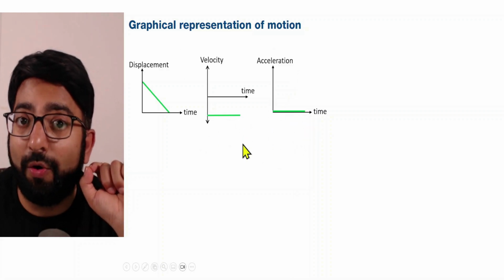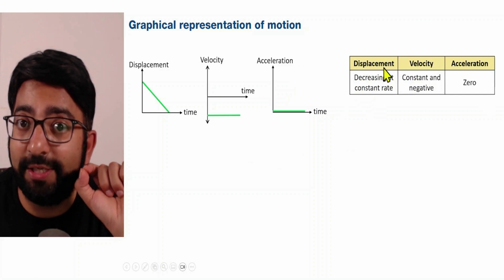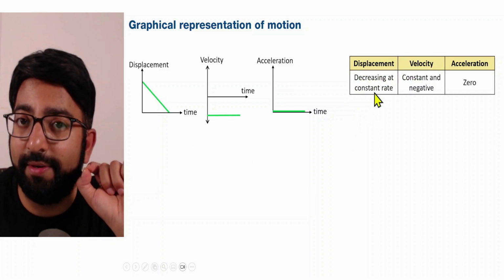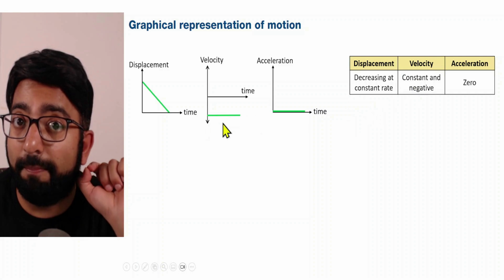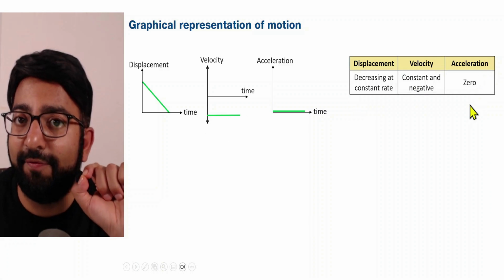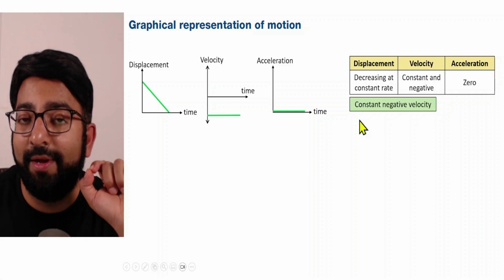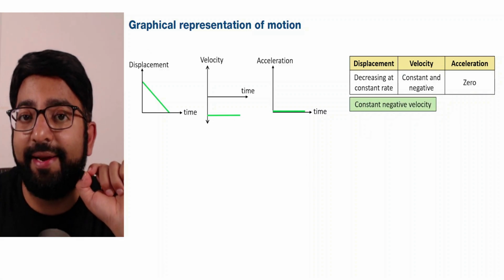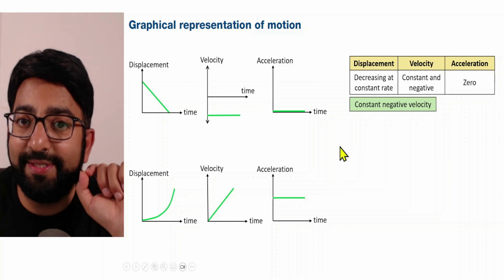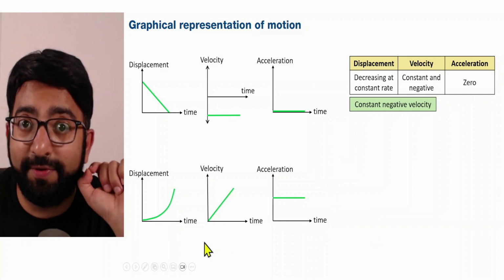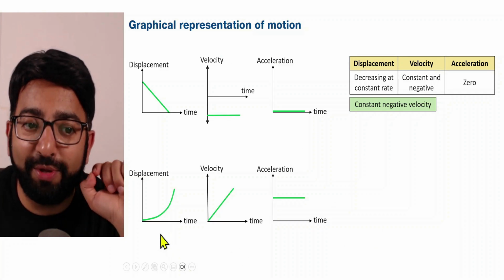And if we summarize all the three graphs, we can say displacement is decreasing at a constant rate, velocity is constant but negative, and acceleration, of course, is zero, which means all these graphs represent a particle which is moving with a constant negative velocity. And finally, let us consider the last set of graphs which we will analyze. So let's see what's going on here.